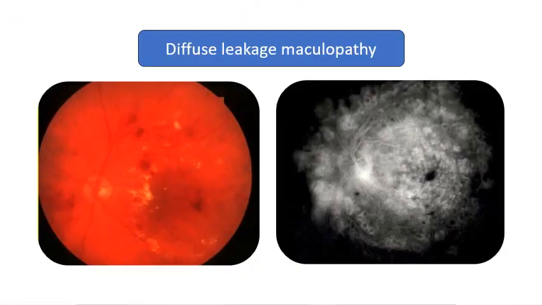On the other hand, we may have another type of hyperfluorescence in the macular area, or what we call leakage maculopathy, but in this type there is no individual leaky microaneurysm or a tuft of microaneurysms. Here, all the capillary bed in the macular area is a bit leaky, and this is graded as diffuse rather than focal leakage maculopathy.